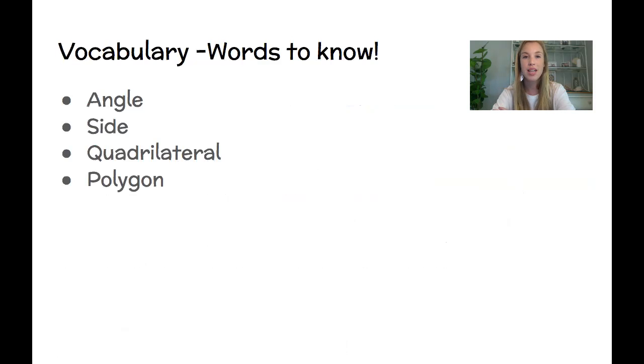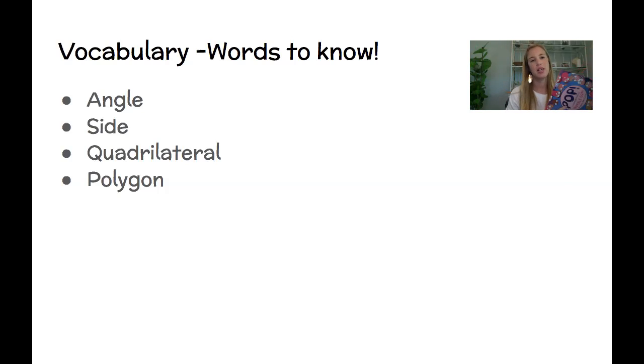Number one is an angle. I've got a book right here, and this book is in the shape of a polygon. It is a rectangle, but the angles are these points right here. An angle is where two sides come together and meet. So with this book, we have one angle, two angles, 3 angles, and 4 angles. So 4 points, or 4 times that the sides meet.